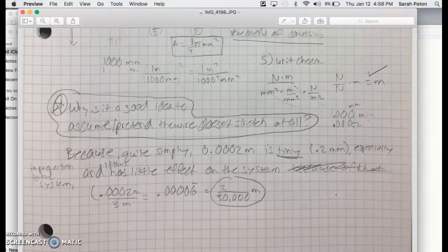Finally, the reason why I did this question is that it asks what I think is a really thought-provoking question, which is, why is it a good idea to simply assume or pretend that the wire doesn't stretch at all? And as we can see, 0.0002 meters is really, really small, especially in proportion to the system. Indeed, 0.0002 meters, the change in the length of the wire over the actual length of the wire, is just 2/30,000ths, which is quite small. It's much easier to assume that the wire simply doesn't stretch at all.